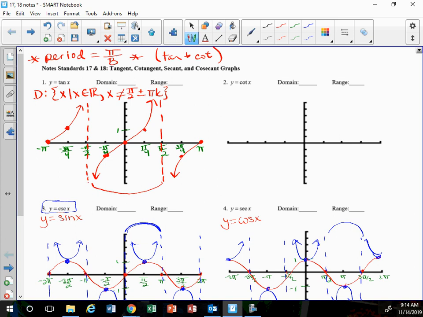It's just from one asymptote to the next. How far is it? Guys, what do you think the range is on this one? What do you think the range is going to be for every single tangent? Okay, yes. So that's nice and easy.